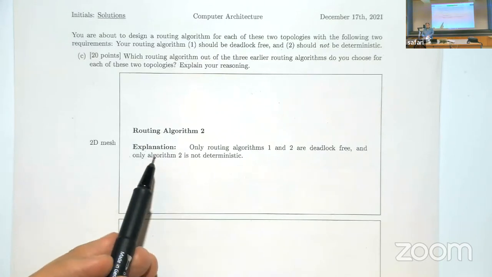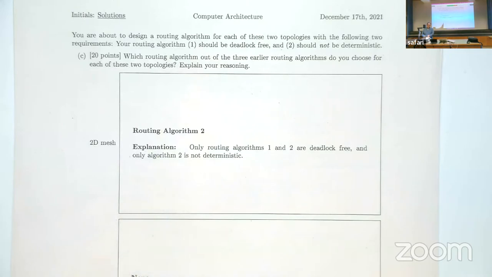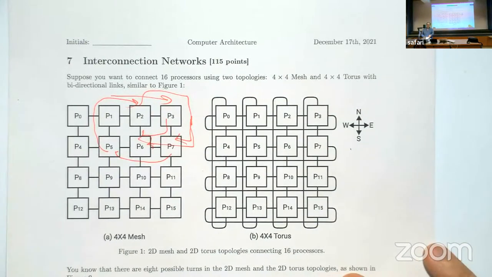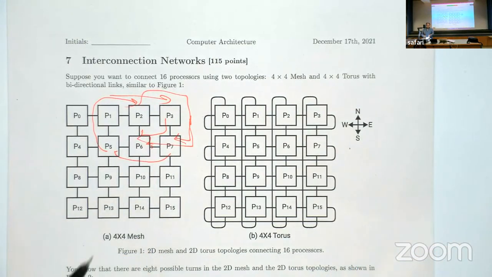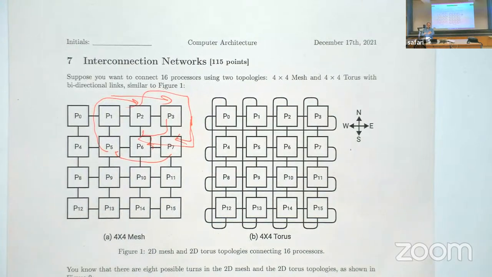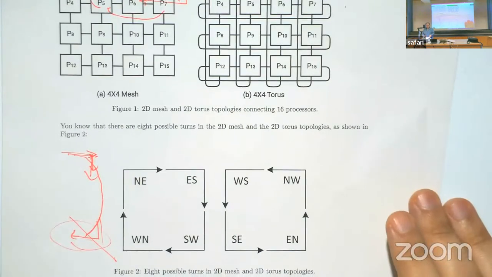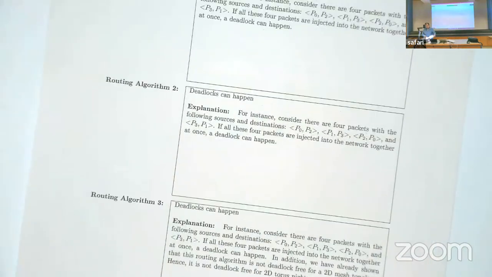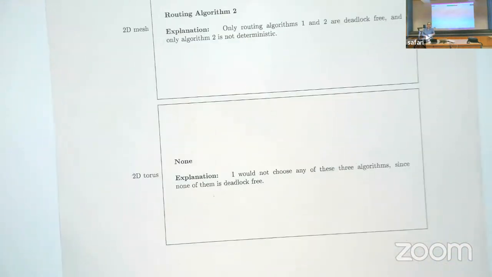and two. Routing algorithm one is XY routing, and we know XY is deterministic because no matter which source and destination you select, there is only one path. So routing algorithm one is deadlock free, but deterministic. However, routing algorithm two, if you want to go to the east part of the network, can be considered fully adaptive, which can utilize path diversity. So the answer would be routing algorithm two for the mesh network.